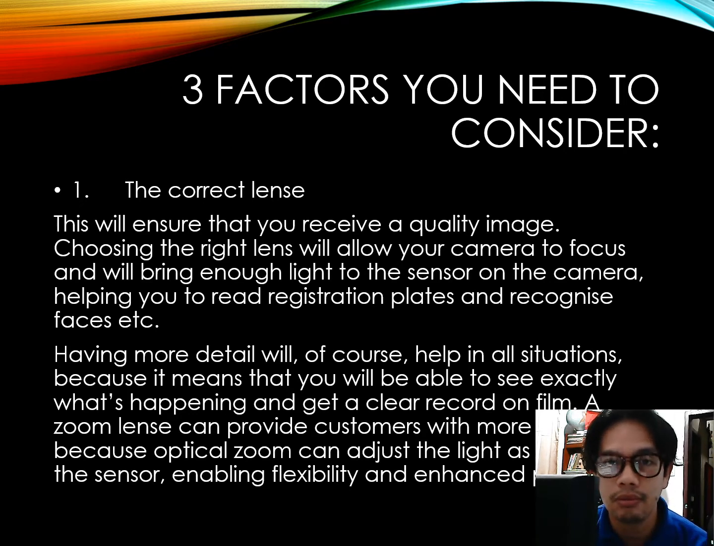Number two is the correct sensor. There are two things to take note of when finding the right sensor: the type and size. These are the CMOS, or the complementary metal oxide semiconductor. Next is the CCD, the charge coupled device cameras. The CCD are more expensive than CMOS, and they produce a clear image, ideal for identifying faces and registration plates.